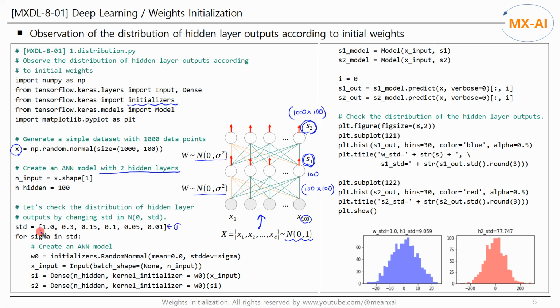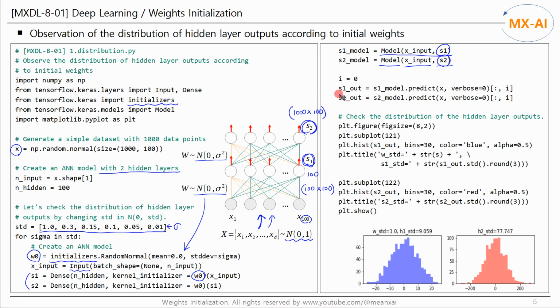Let's create a model by changing sigma like this and observe the distribution of S1 and S2. We use the Keras initializers to sample the initial values of W from this distribution. Create an input layer and add 2 hidden layers. We initialize the weights of these hidden layers to W0. Create a model that receives data X and outputs S1. And we create another model that takes data X as input and outputs S2. If we feed data X into these models, we will get S1 and S2.